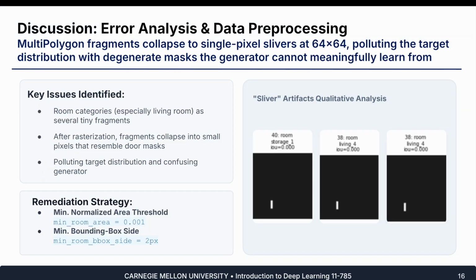Another key issue we found during error analysis was that the data had room categories that often are very small fragmented regions. After rasterization, these often become thin sliver artifacts that visually resemble doors, which confuses the model and pollutes the training signal. To address this, we added simple filtering during preprocessing, removing regions based on bounding box size.